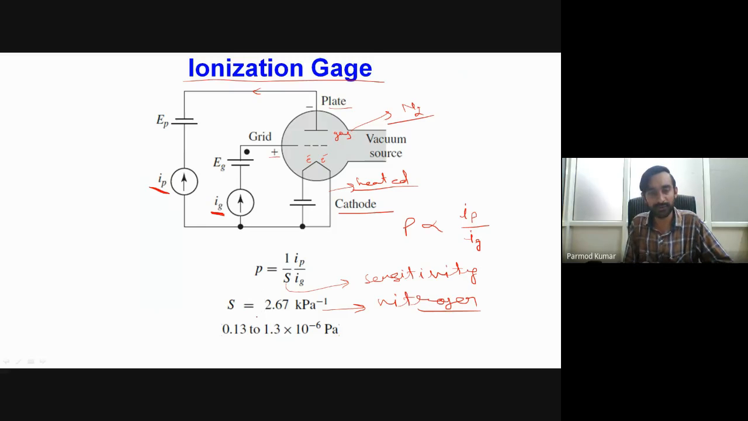Moreover, this type of gauge is used for the measurement of pressure from 0.13 to 1.3 into 10 to the power minus 6 pascals. So it is used for very low pressure measurement, because for high pressure measurement, ionization requires more heat to be supplied to the cathode. Because of that, there are chances of burning of the cathode filaments, so it is employed only for very low pressure measurement.